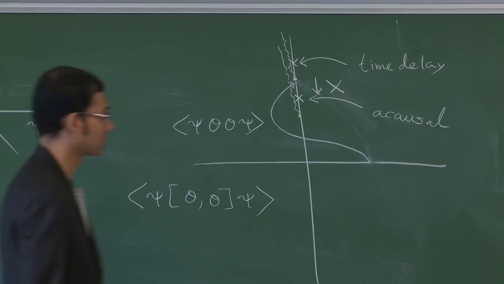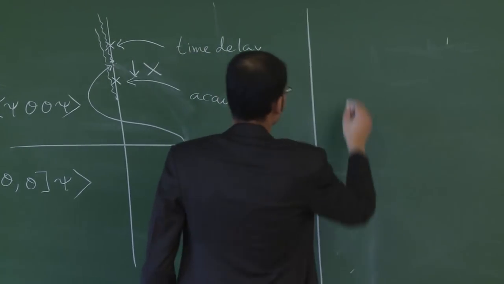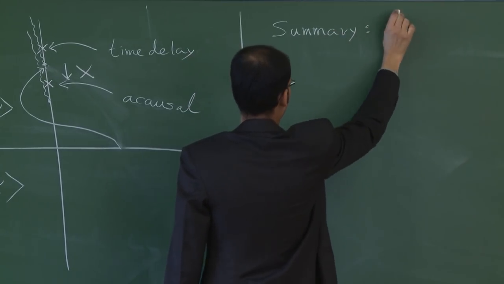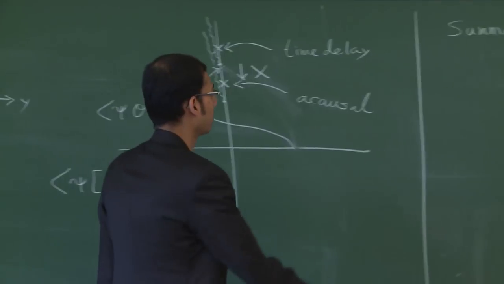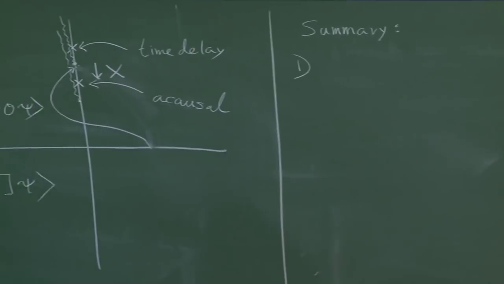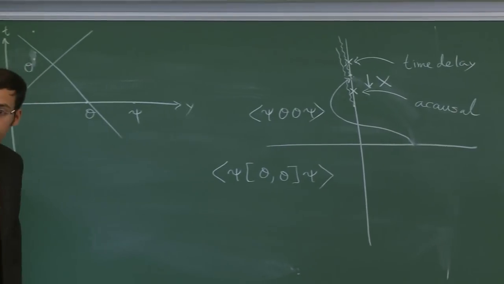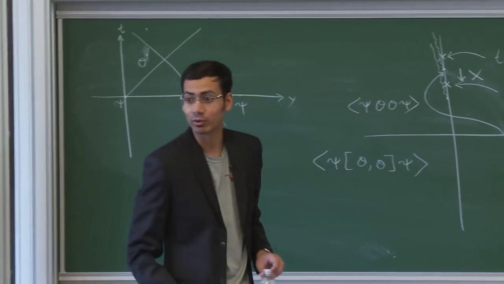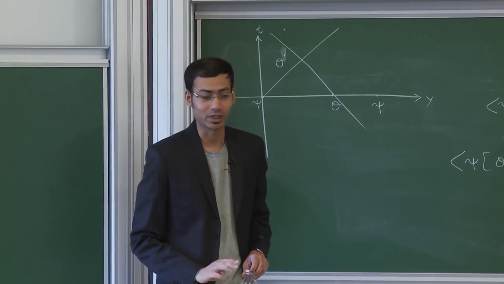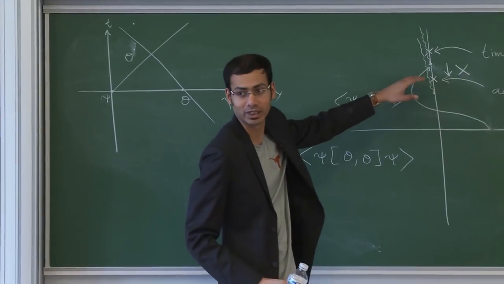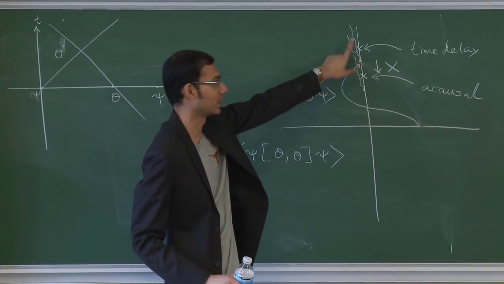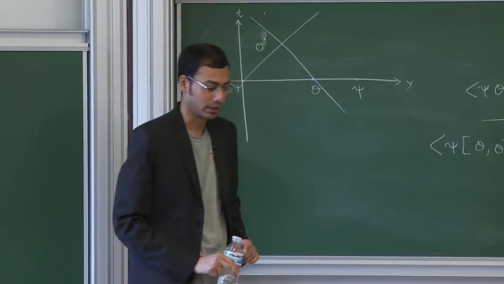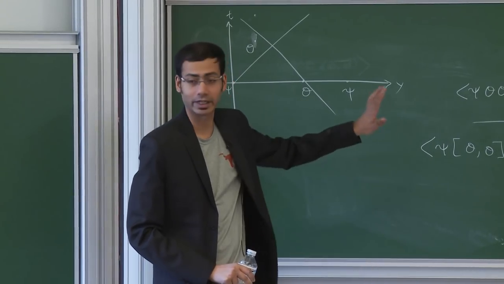OK, so let me summarize. The first statement is, causality tells you it cannot move in the downward direction, but in principle it's allowed to move in the upward direction. But I don't know of any example where it moves at all. In fact, in CFT2 we can actually show that this singularity doesn't move at all.